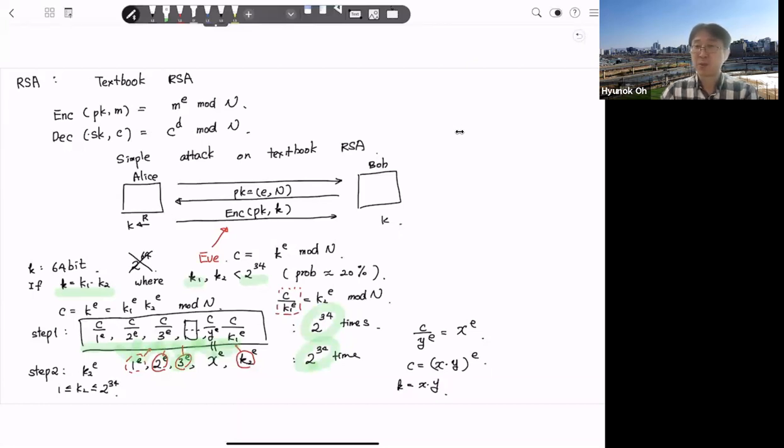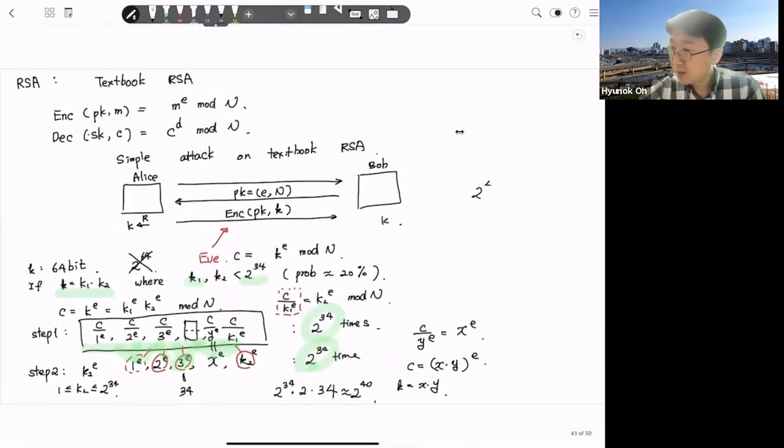So binary search doesn't take so much time, right? For the binary search, for each number, we have to check only 34 times. So the total time is 2 to the 34, and then for each case, we have to do 34 times. It's like 2 to the 40. So with 2 to the 40, we can find the k value. So 2 to the 40 is much smaller than 2 to the 64.